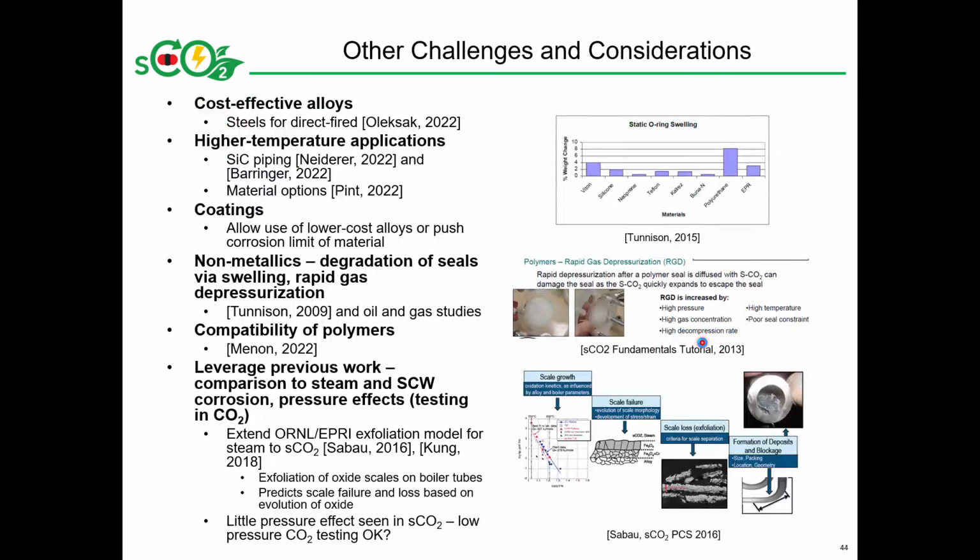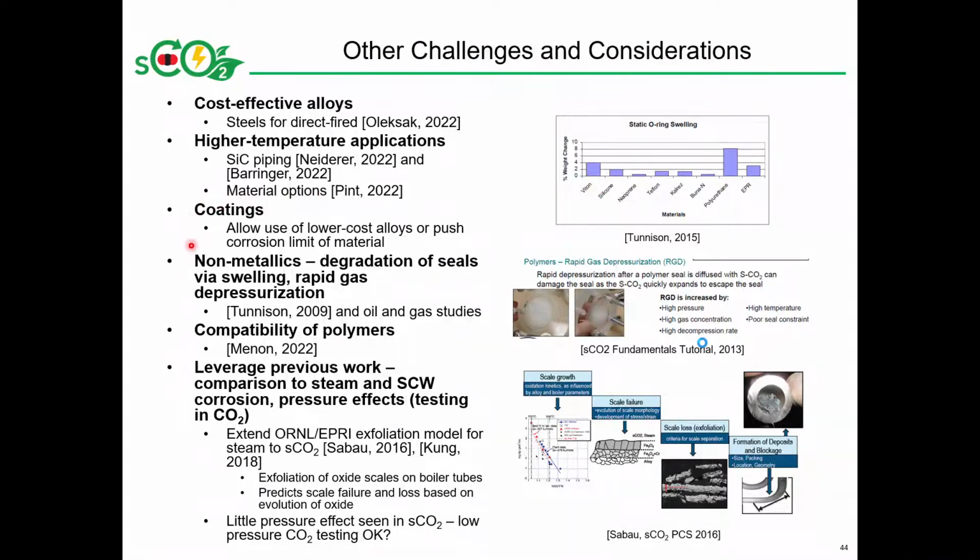Some of the final other challenges and considerations, some of which are addressed in this conference as well. Looking at cost-effective alloys, to keep the capital cost down, you want to be able to use the cheapest or the most cost-effective alloy that does the job. For higher temperature applications, such as the direct fired cycles, people have started looking at some more exotic materials like silicon carbide piping. And Bruce Pint is presenting in this conference on some material options for some of these higher temperature applications.